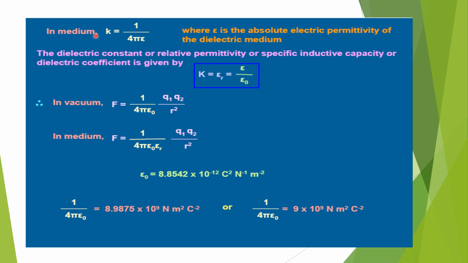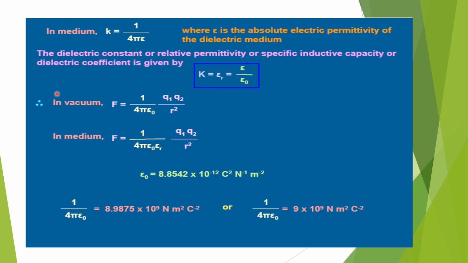Now see once again, the proportionality constant small letter k. Small k and capital K you should not confuse. What is small letter k? The proportionality constant given by 1 by 4 pi epsilon naught for vacuum and 1 by 4 pi epsilon for medium. And capital K is epsilon r, the dielectric constant. Once again, small k is given by 1 by 4 pi epsilon for any medium, where epsilon is the absolute permittivity. Capital K or epsilon r is the relative permittivity, given by epsilon divided by epsilon naught.